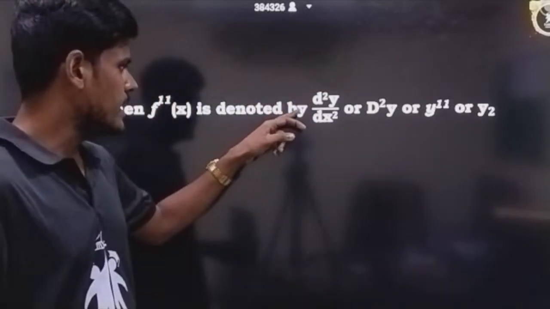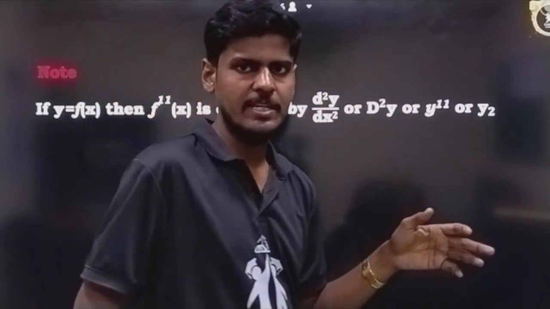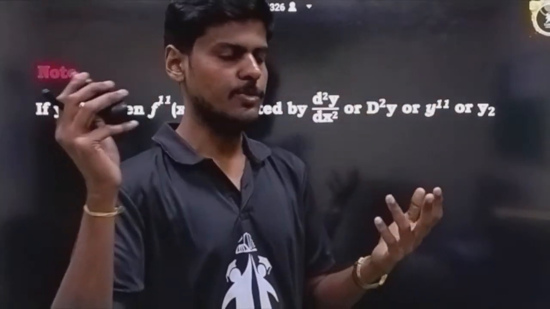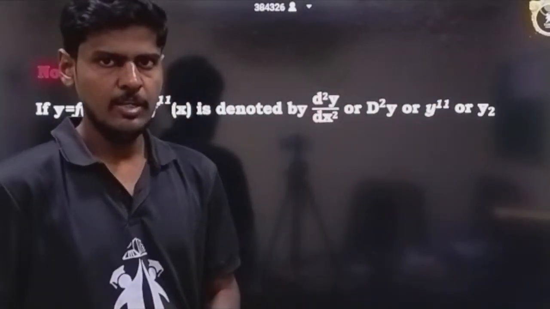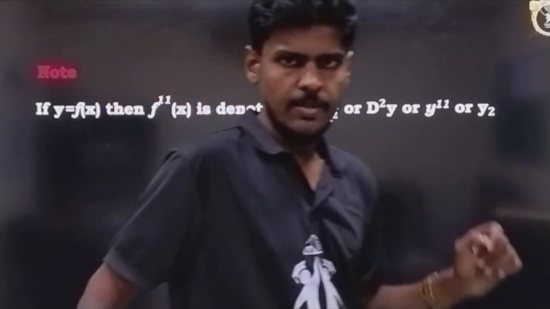Right? So you cannot write d square y by du square into du square by dx square. You can't write d square y by dx square like that. Just like how we use chain rule, you can't apply that here. So whenever we have to find higher order derivative, you can't use that.